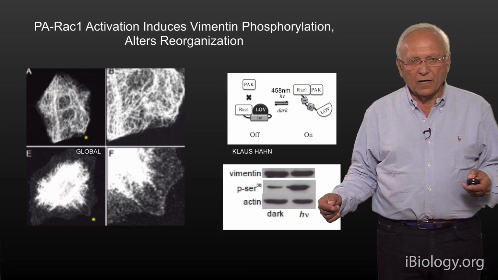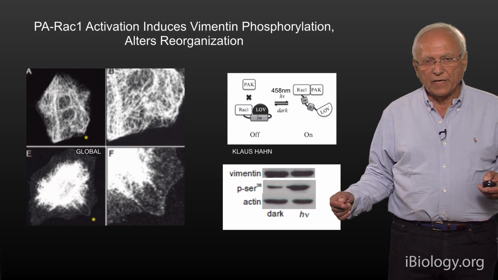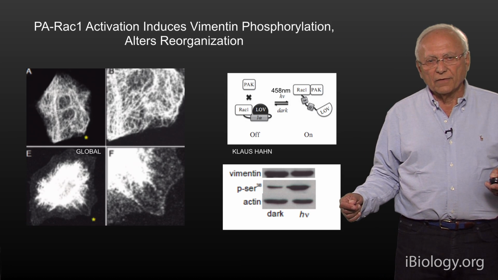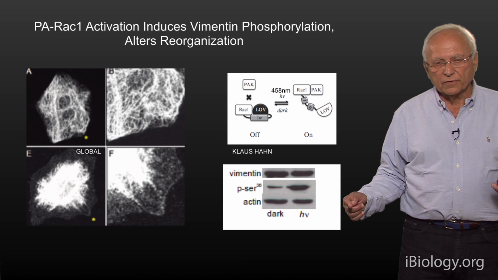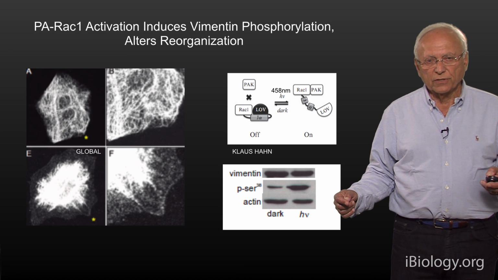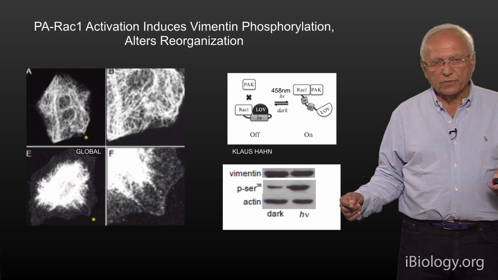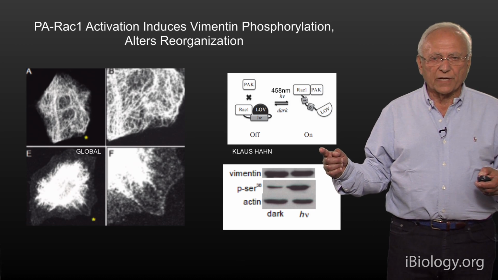We also used another trick to look at Vimentin phosphorylation, and that is using a form of the small GTPase signaling factor called RAC1, which is a member of the Rho family of GTPases. It's very important, we know from the actin literature, that this particular signaling molecule is very important in reorganizing actin in the lamellipodial region. And to do these experiments, we used the photoactivatable form of RAC1 provided to us by Klaus Hahn from the University of North Carolina.